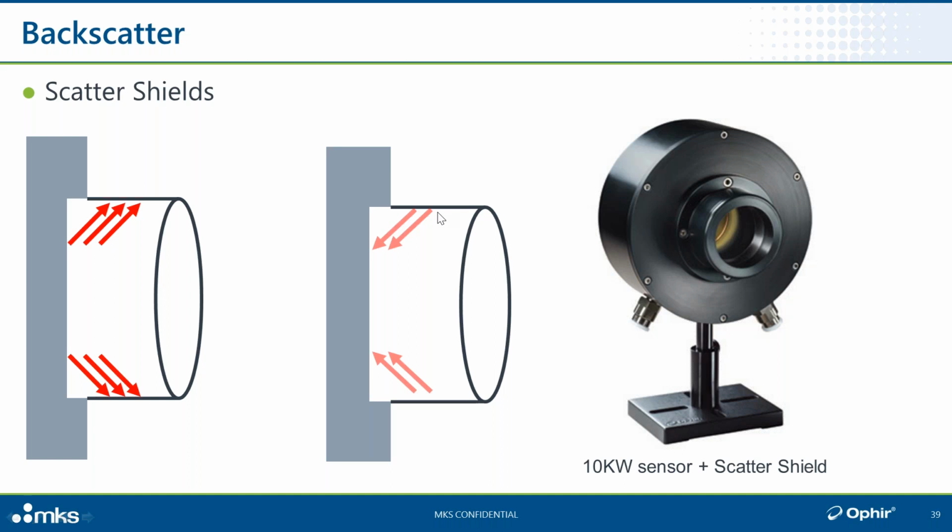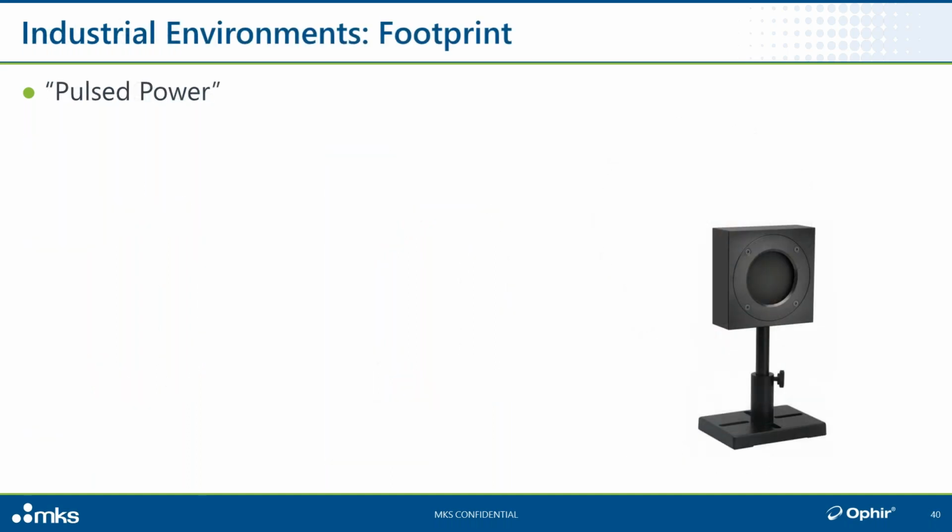Of course, because more light for a given beam is actually getting into the sensor, because some of that light gets a second chance, the meter will need to know that the scatter shield has been added. There needs to be a separate calibration factor for the scatter shield condition. Okay, industrial environments, footprint.